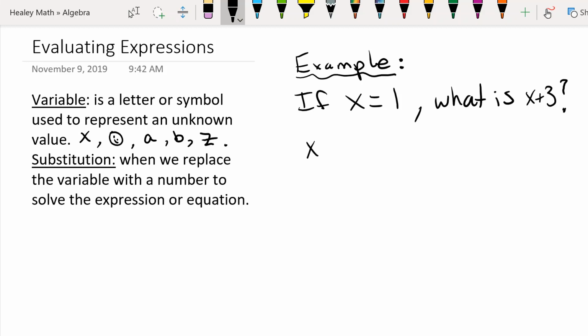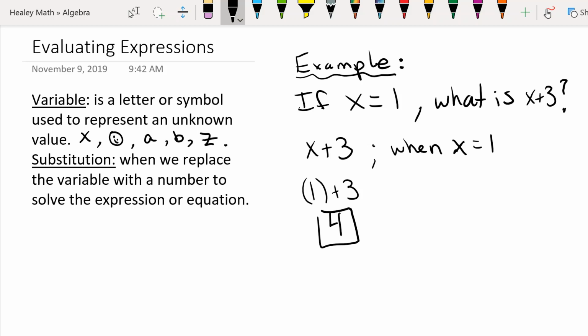We have our expression x plus 3, and we know that x is always equal to 1. We look to our expression and we substitute x equals 1 into our equation. So our expression, and we end up getting 4. So to solve this, we simply replace the x value with 1, making the problem 1 plus 3. And our final answer will be 4.